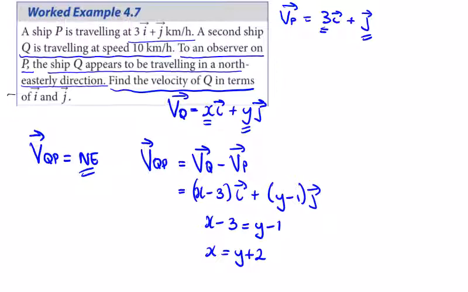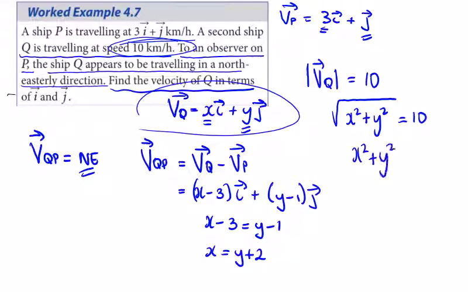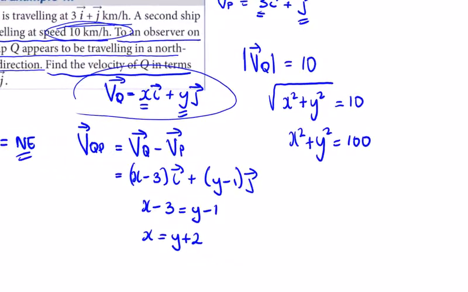So what else have we got? Q is traveling at 10 kilometers an hour, so the magnitude of Q is equal to 10. So we can say the square root of x squared plus y squared is equal to 10, so x squared plus y squared must be equal to 100. So we sub in x is equal to y plus 2.